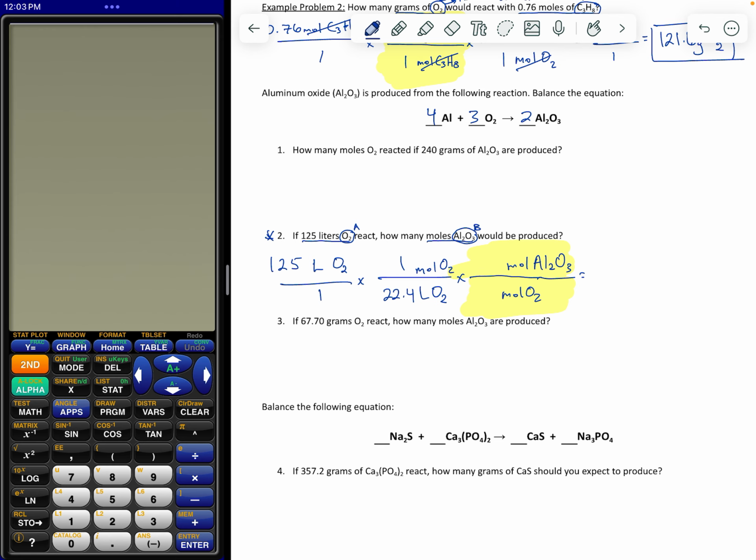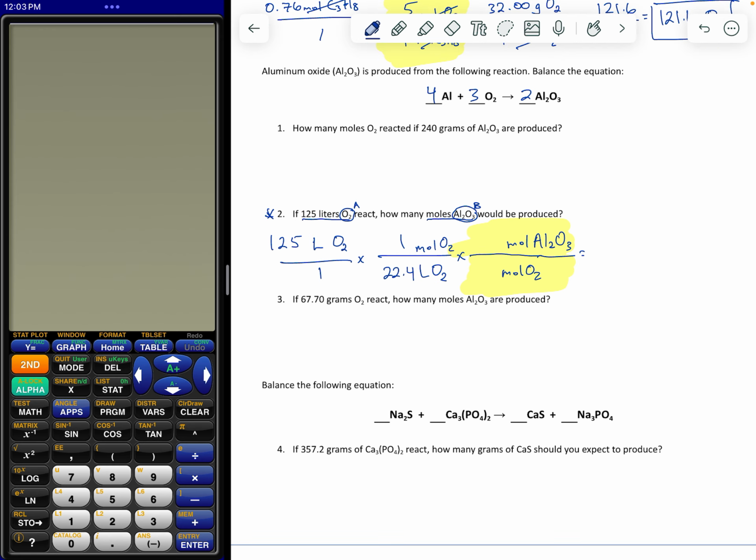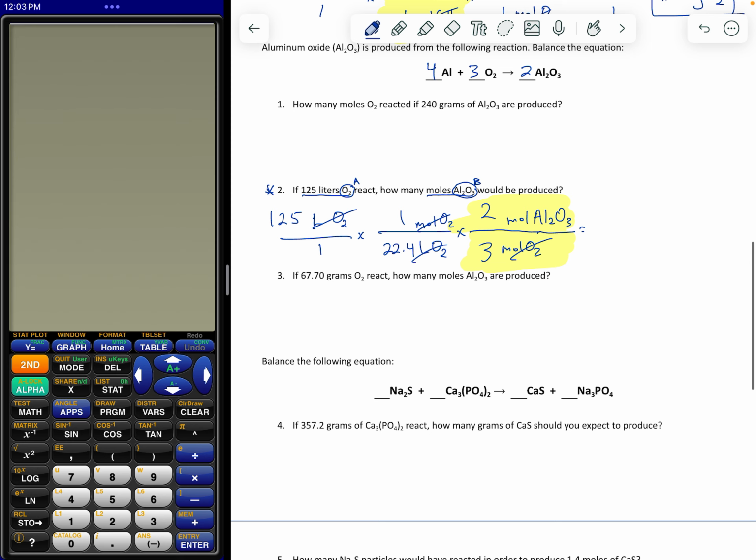Right, so now we have a balanced equation to work through, and now we just kind of plug in the coefficients. For every 3 moles of O2, I have 2 moles of aluminum oxide there. And we solve, right? All of our units cancel out along the way. And so 125 times 2 is going to give us our 250.